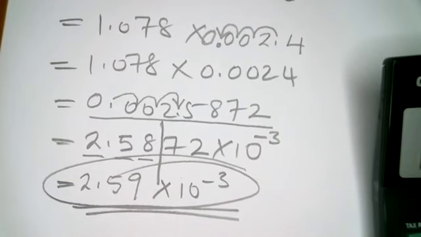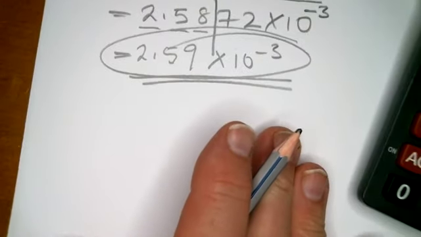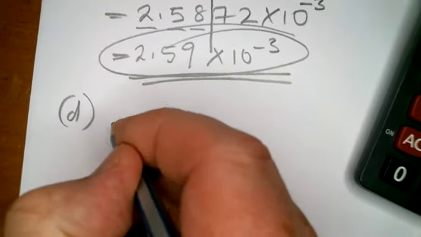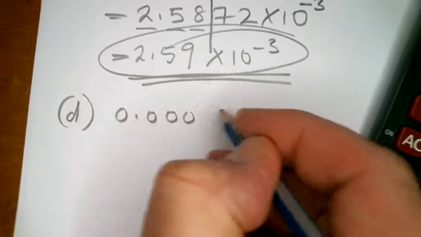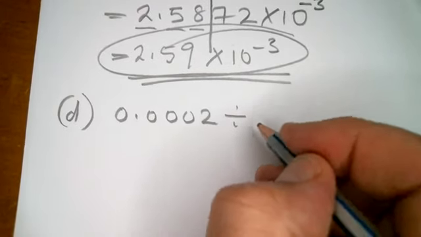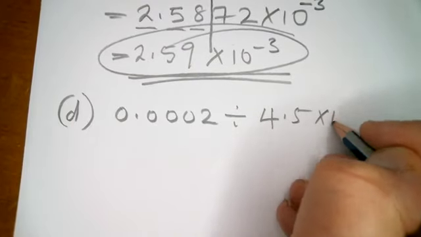Okay, next one. What do we got? Oh, I like this one a lot. This next one here, and I'll just bump up the page a bit so we can see it. This is number D. Here we go. And it's 0.0002 divided by, and this is quite a big number now. It's divided really by 5.4 times 10 to the 4.